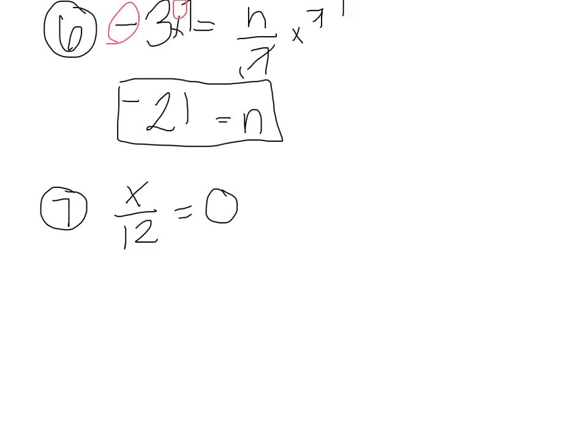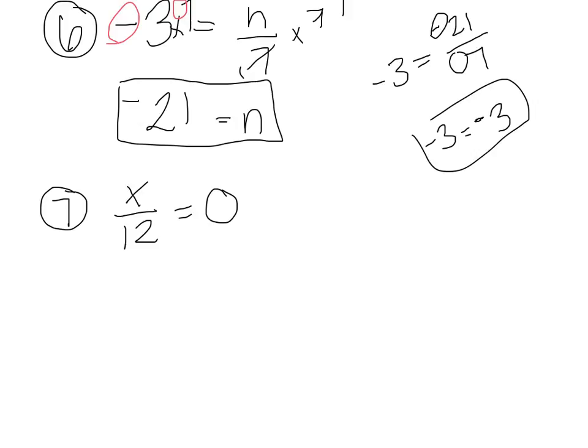I can check that out by doing negative 3 equals negative 21 divided by 7. 21 divided by 7 is a 3. I've got a negative sign and a positive sign, so my answer is going to be negative because those are opposite. And I check out.